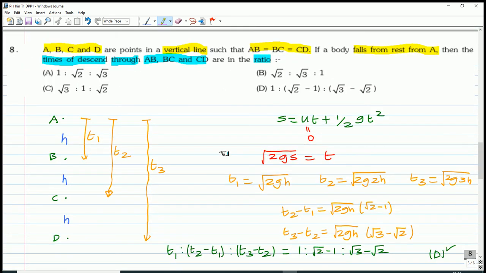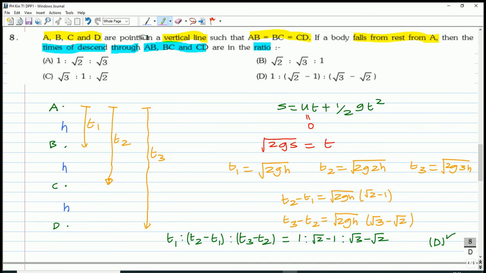This is the next problem. A, B, C, D are points in the vertical line such that the distance AB is equal to distance BC equal to distance CD. If a body falls from rest from point A, then the times to descend through the distances AB, BC and CD are in the ratio.